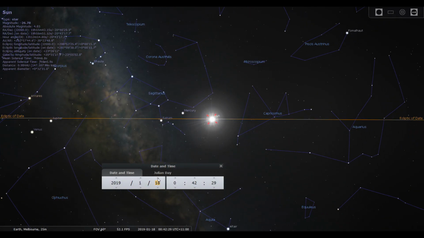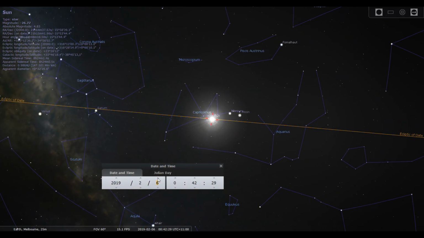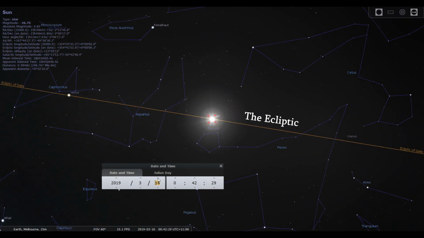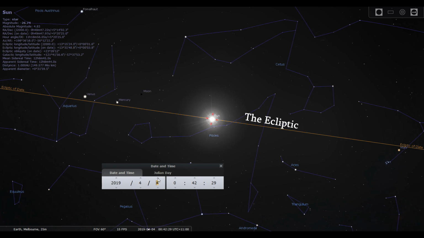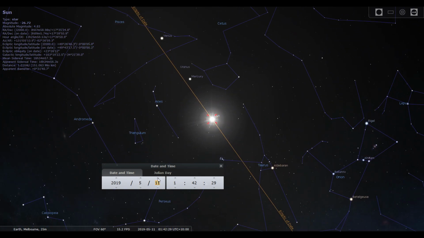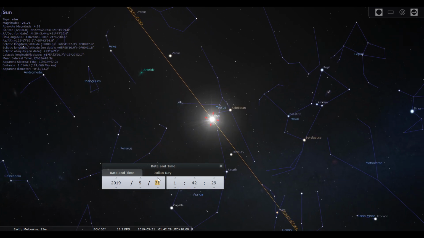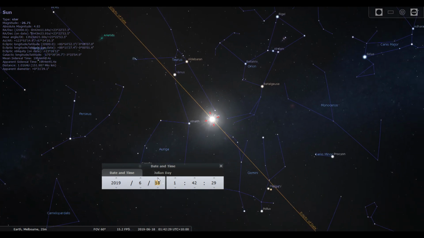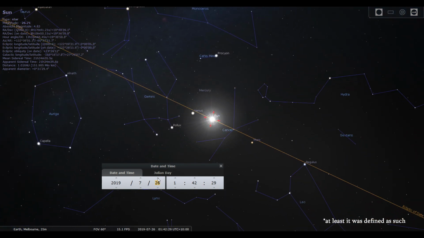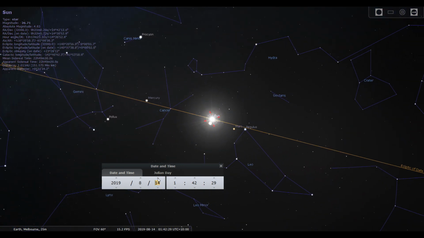Now, to understand why the signs of the zodiac are changing, we need to learn one more concept of astronomy, namely, the ecliptic. The ecliptic is just the path that the Sun traces out on the celestial sphere over the course of a year. In ancient times, the ecliptic happened to pass through 12 constellations, which is where we get the signs of the zodiac. The Sun spent about a month crossing each of the constellations, which gives us the dates for each star sign.